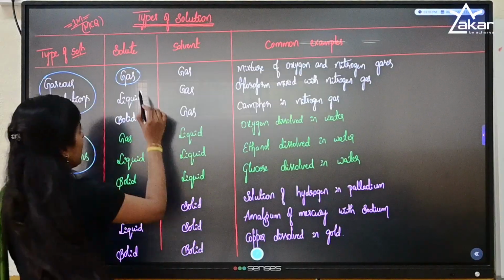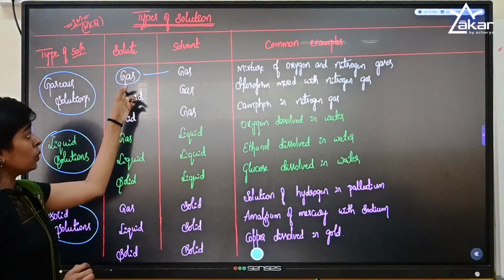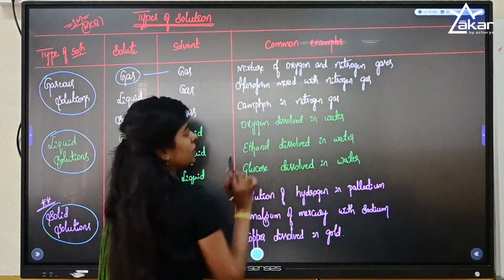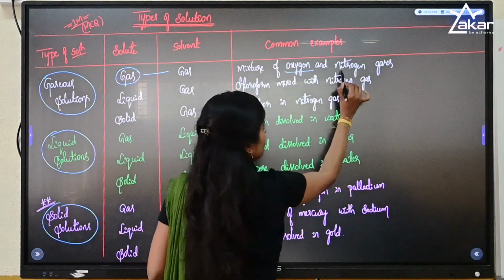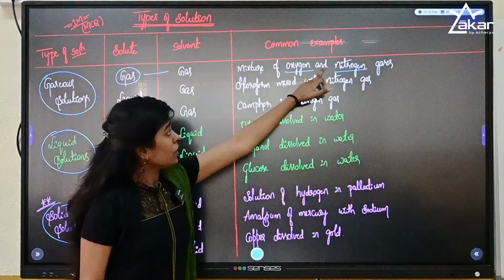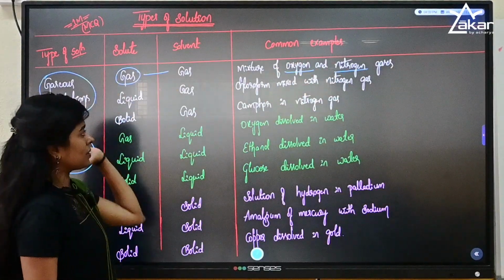So here, example for gaseous solution, that is solute and solvent, both are gases. Example, mixture of oxygen and nitrogen gases. Oxygen is a gas, nitrogen is also a gas. Oxygen is my solute, nitrogen is my solvent. So this is an example for gaseous solution.